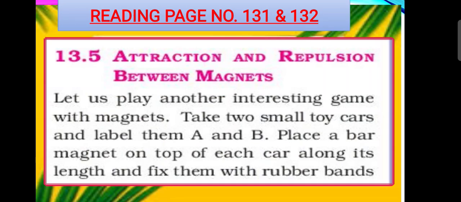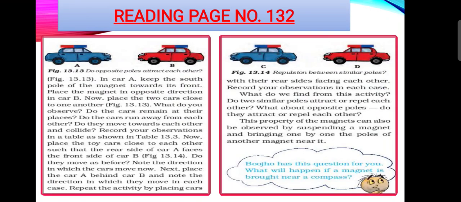Now we are coming towards our important property, attraction and repulsion. You can see there is another activity related with magnets. Two small toy cars have been taken, labeled as A and B. Place a bar magnet on top of each car along its length and fix them with rubber bands. Now in car A, you should keep the south pole of the magnet towards its front, and in car B, place the magnet in the opposite direction. Now place the two cars close to one another, as you can see in figure 13.3.